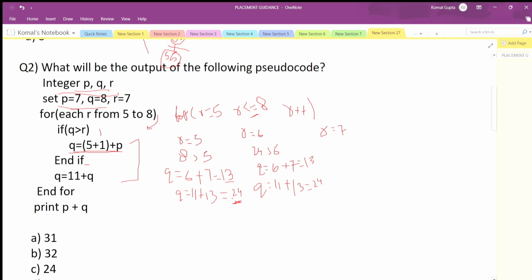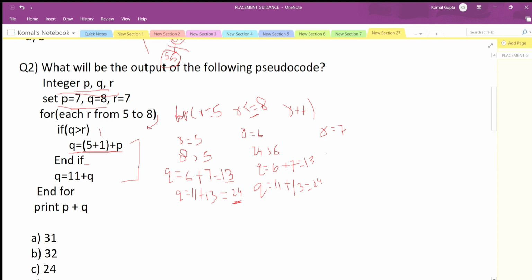If you see that the value is not changing, so you can skip further process, and you can take the value of q as 24, because you can see that again it will check that 24 is greater than 6. Again it will update the value of q to 13, and again it will be 24. Same thing it will do.